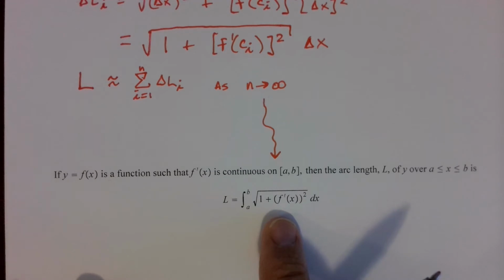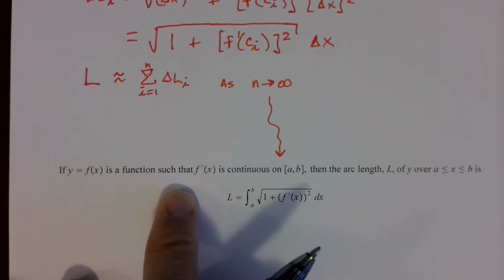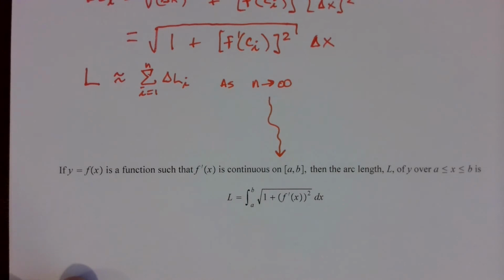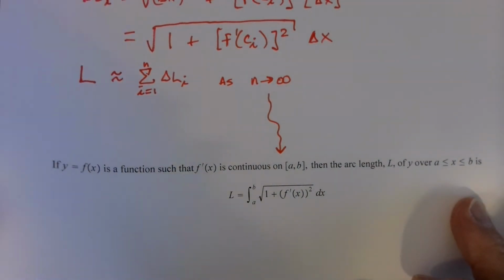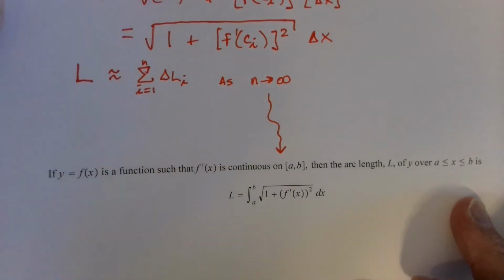Okay. There are some conditions on the function. The derivative needs to be continuous. We've got to be careful about that. The function that we're integrating is what we call a smooth function. And so those are the types that we will be looking at. So let's just apply this. This is the arc length now.